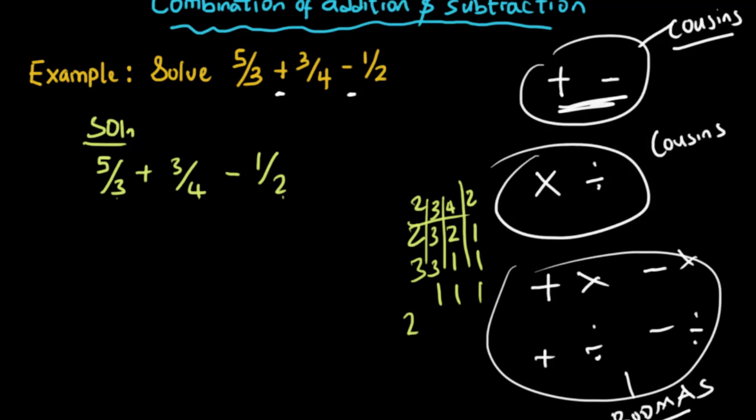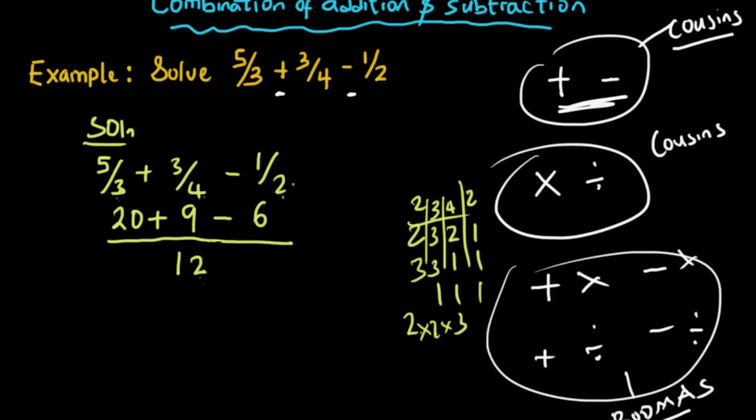So we have 2 times 2 times 3. 2 times 2 is 4. 4 times 3 is 12. So the LCM is 12. Now the next step is LCM divided by denominator times numerator. So 12 divided by 3 is 4. 4 times 5 is 20. Plus 12 divided by 4 is 3. 3 times 3 is 9. Minus 12 divided by 2 is 6. 6 times 1 is 6.